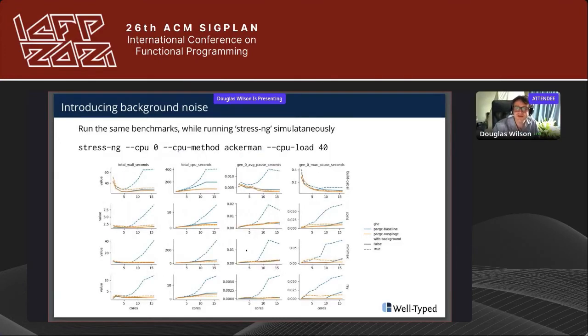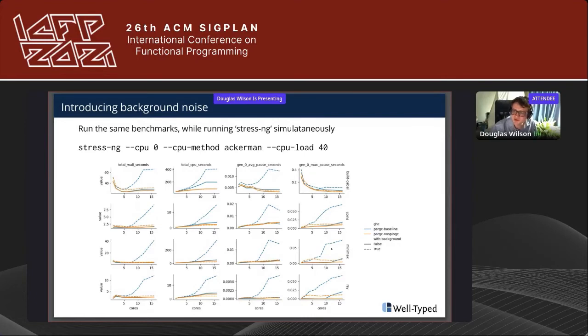And yeah, next thing is an experiment that I did running stress-ng in the background while we're running these programs. stress-ng is a program just for stressing your CPU. So this is the invocation here, and this is telling it to run one instance on every core to just compute the Ackermann function and try to keep the CPU load at 40%. And then these dotted lines are what's happening when you've got this background noise going.